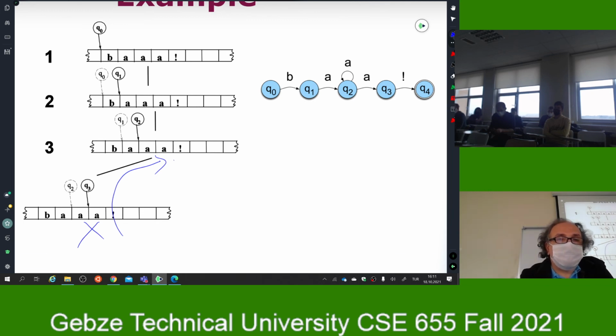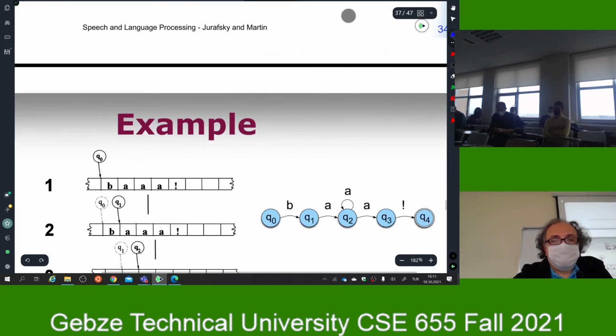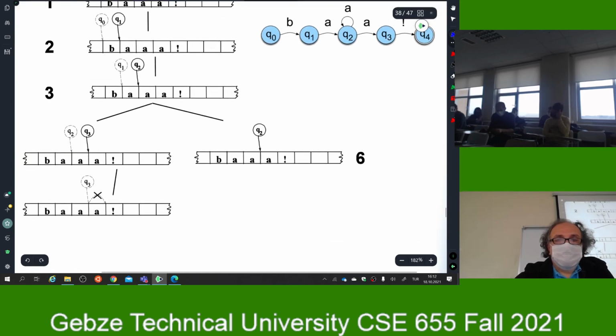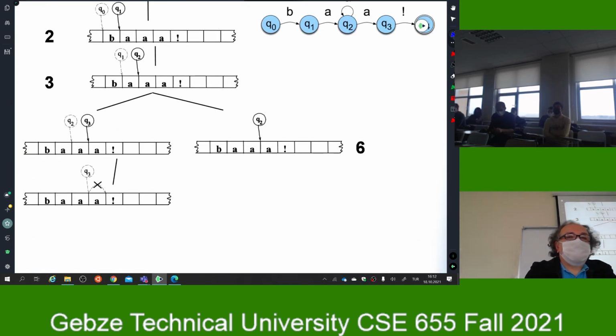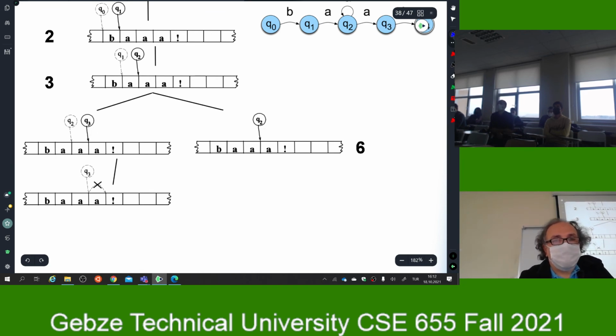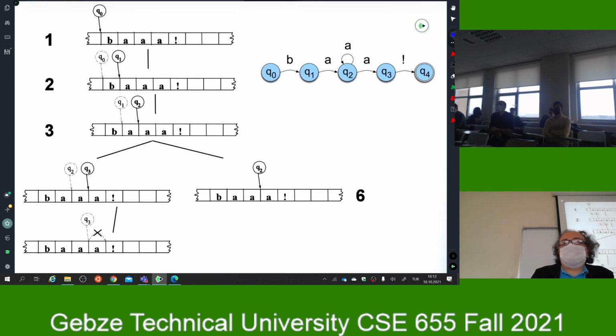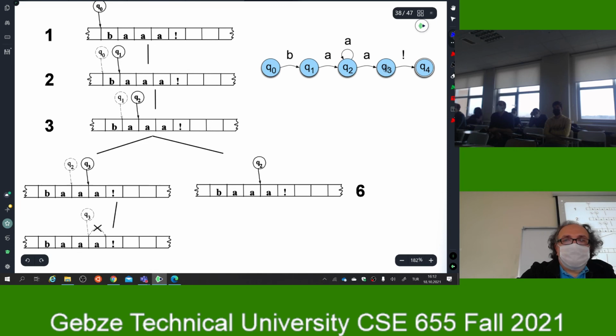Now I'm going to try the other path, which is this. Instead of going to Q3, I am going to Q2. After Q2, I can read it again, but again I am going to ask the same question. Should I now, after reading this, go to Q3 or Q2? Two options again.